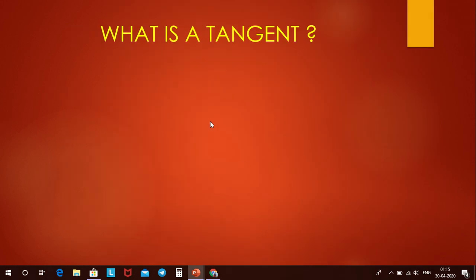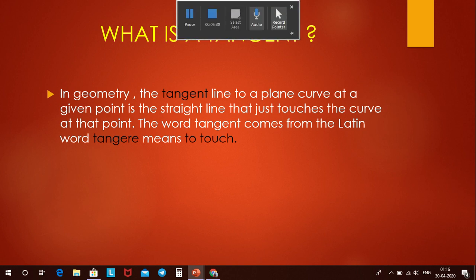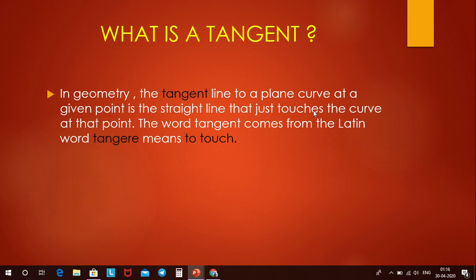As you were told students, this is subject physics, and you are going to study so many new concepts, and you will be finding combination of concepts of physics, geometry and arithmetic. So what is a tangent in geometry? This term is usually found in geometry. In geometry, the tangent line to a plane curve at a given point is the straight line that just touches the curve at that point.